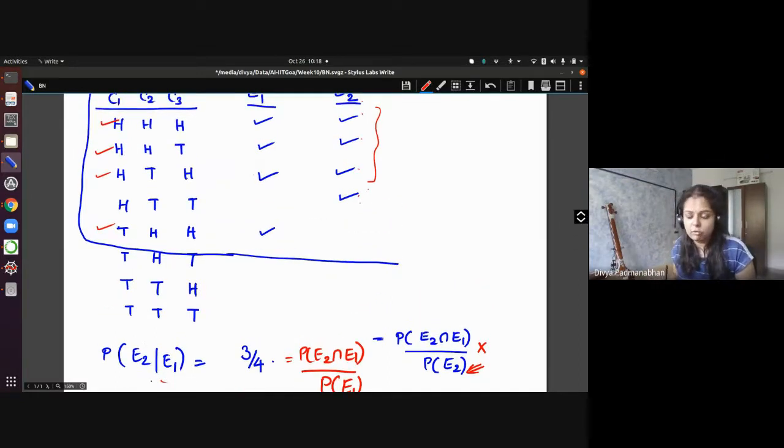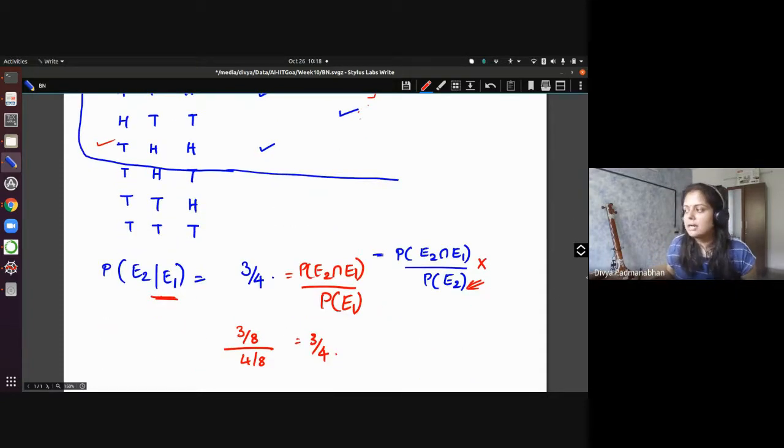You have to be careful about what you condition on. For this example it doesn't change, but you can have examples where probability of E2 given E1 is different from probability of E1 given E2. Okay. So that's about conditional probability.